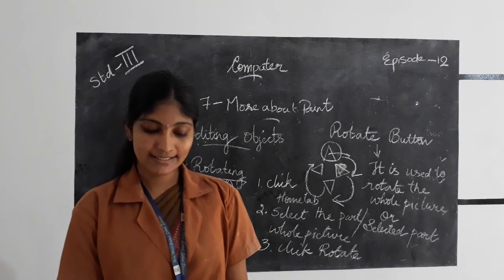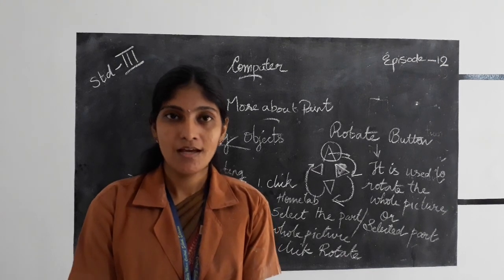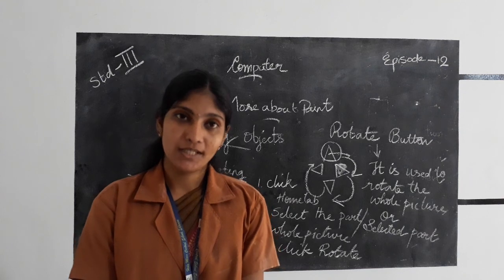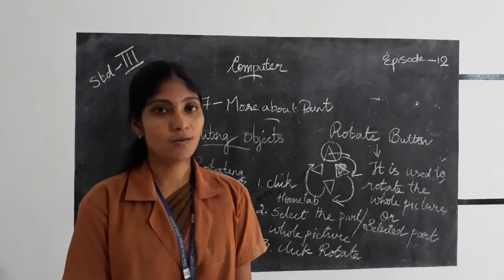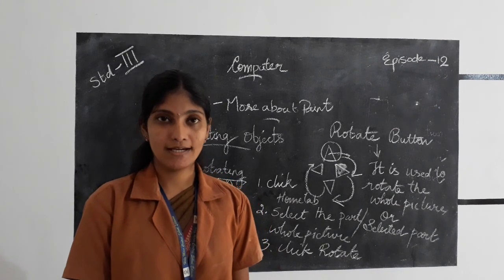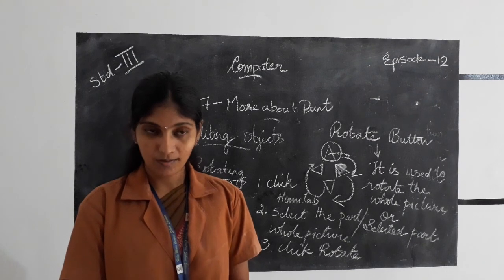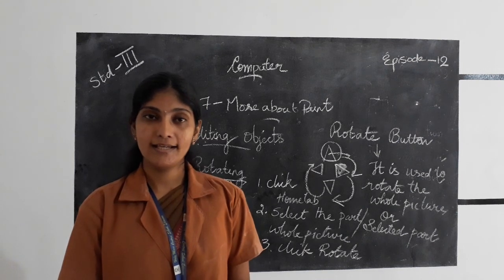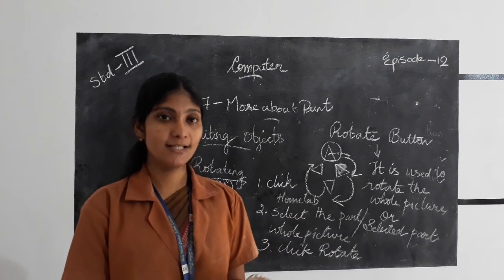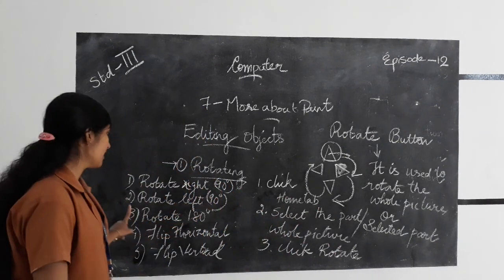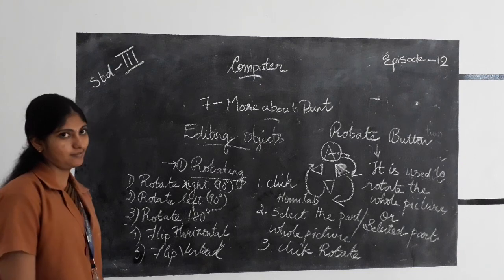The next topic we discussed is rotating the picture, that is, how to rotate a picture. There is a button named rotate button which is used to rotate the picture. You can rotate a whole picture or a selected part of it. There are some steps. First, click Home tab. Second, select the portion. Third, go to the rotate button. Under the button there are options like rotate right 90 degree, rotate left 90 degree, rotate 180 degree, flip horizontal, flip vertical.